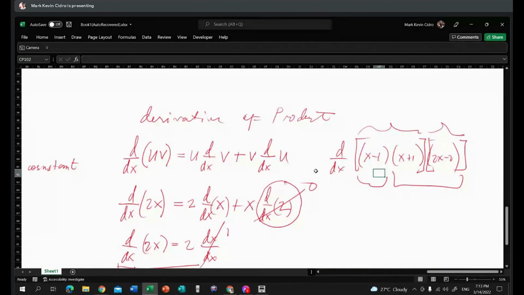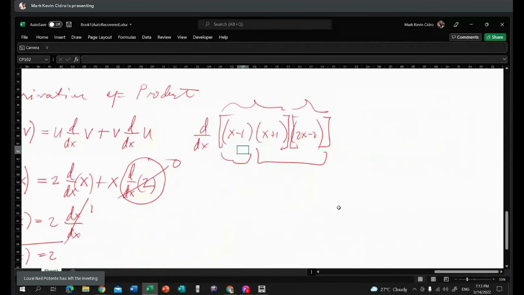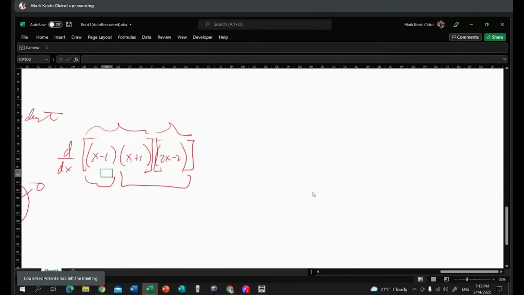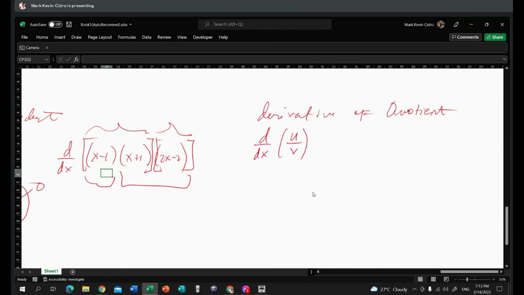What else do we have? You have the derivative of power, derivative of product, derivative of quotient, of course. Derivative of quotient. Derivative of u over v. Okay. Derivative of u over v. This is equal to the denominator, derivative of the numerator minus the numerator, derivative of the denominator all over the denominator raised to 2. Again, the denominator, derivative of the numerator minus the numerator, derivative of the denominator all over the denominator raised to 2.